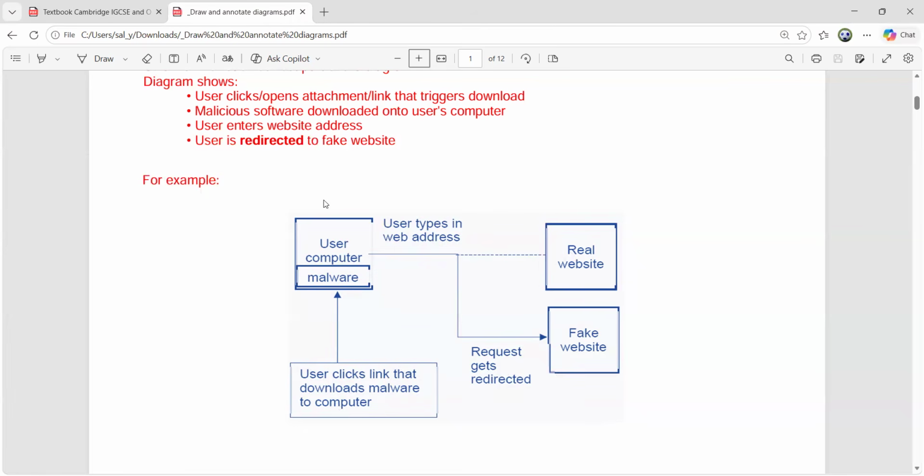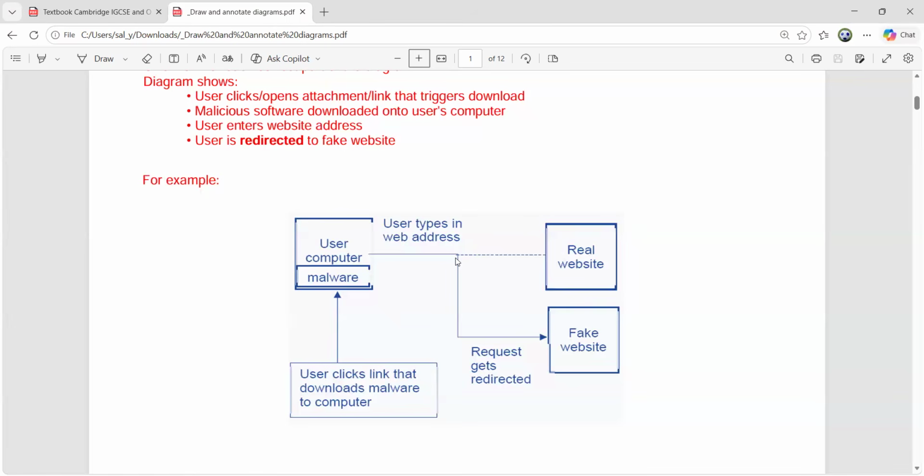So you simply have drawn a user's computer with malware installed. You have written that the user is typing the URL. And when he has typed the URL, the request is redirected to a fake site instead of the real website. So this is the real website, and you are taken to the fake website. Again, we can see an arrow drawn, and an arrow direction and the line. That's all. Any questions regarding this process of pharming? I hope we remember that with pharming, the malicious code is installed on the user's computer.